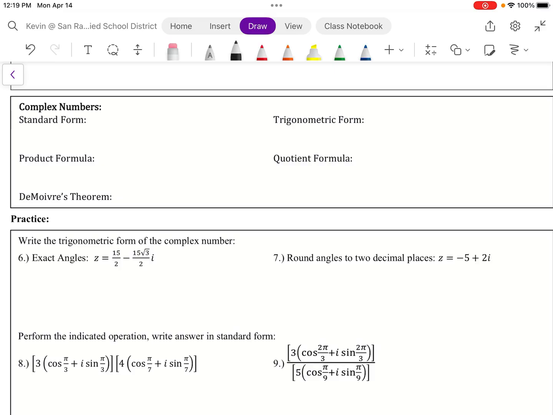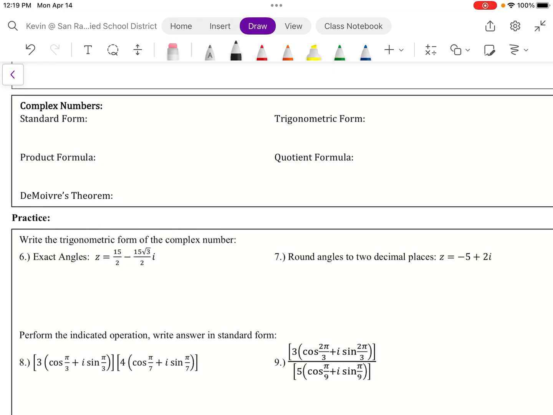This is the Chapter 6 test review. This is video 3, looking at complex numbers. A complex number in standard form is written as something like z equals a plus bi, right? Complex numbers, we're familiar with that.